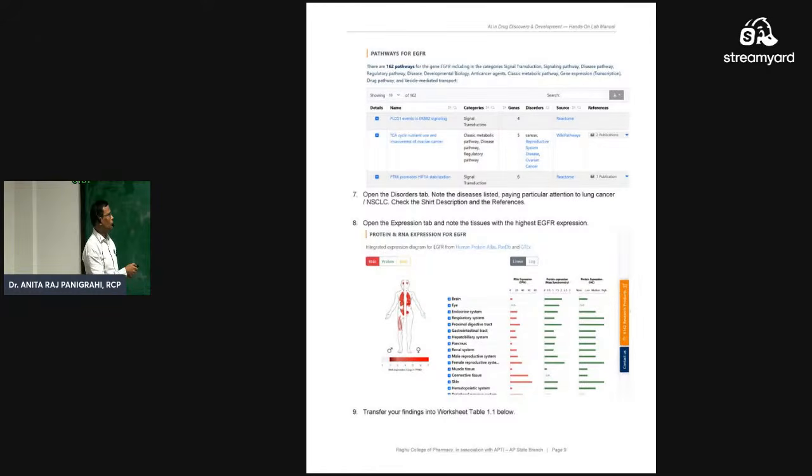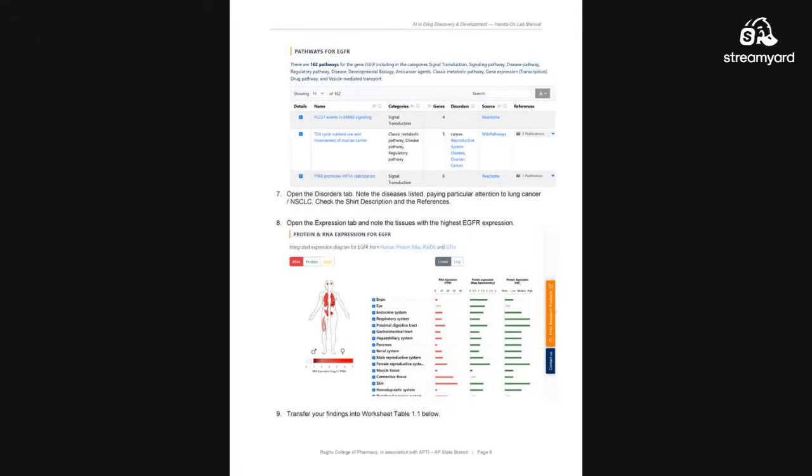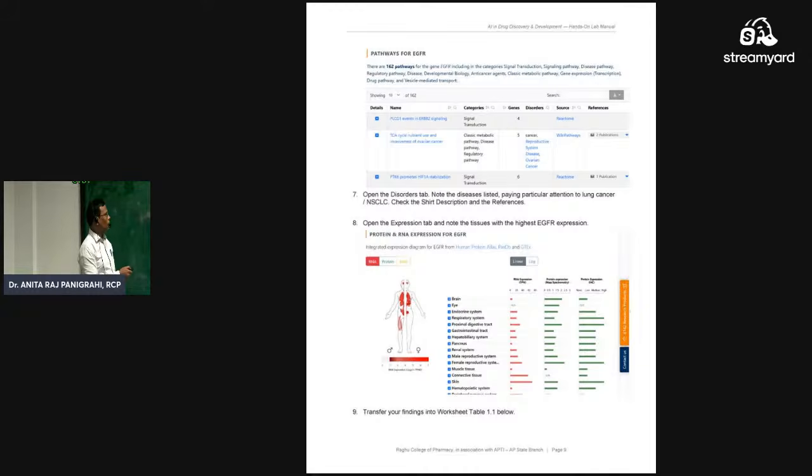Then you have to go, because in each and every step you need to spend about 5 to 10 minutes to go through it, to understand it, to read it. Then open this disorders tab now. Then you see the expression tab, because this gives you a visual picture. Even though you are working on lungs, it may have some kind of side effects in these organs. It gives you some kind of an image.